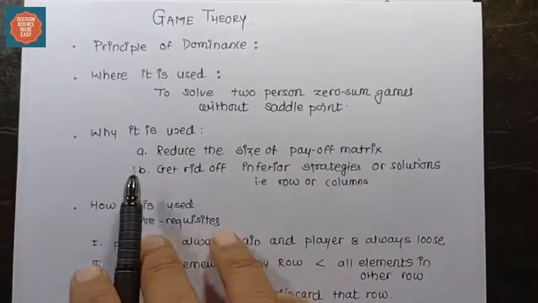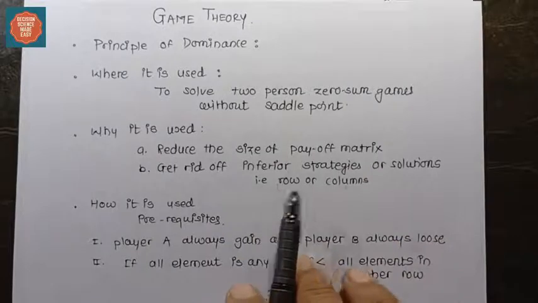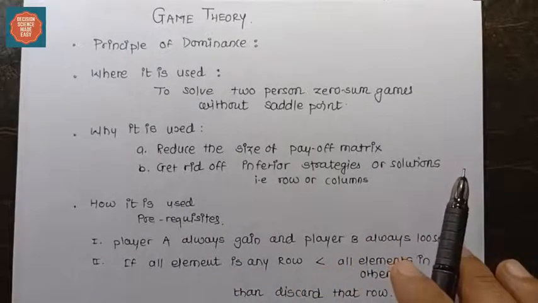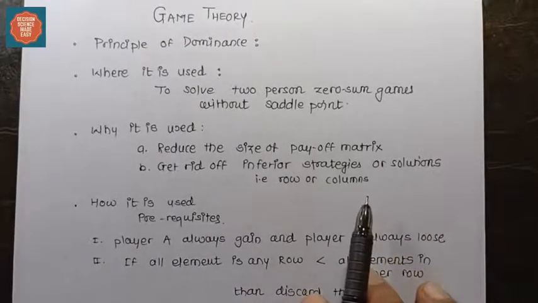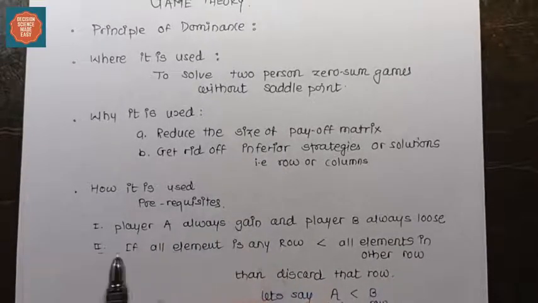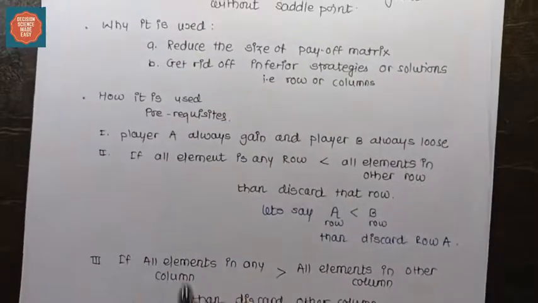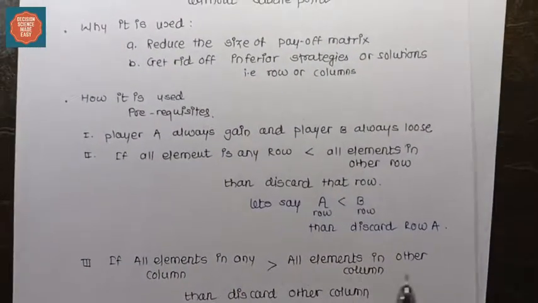Why is it used? Very simple, to reduce the size of the payoff matrix or to get rid of the inferior strategies or solutions, that is nothing but rows and columns. How is it used? Of course, there are certain prerequisites. The very first is that player A always gains and player B always loses. These are the two common rules that we are going to see with an example.